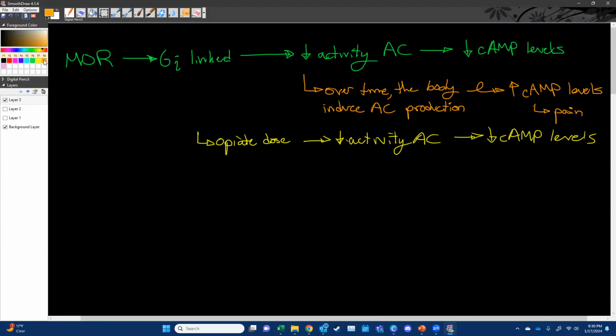And then over time, again, the body increases adenylate cyclase, and the cycle continues over and over again. This process of the original dose of the opiate not working because of induced adenylate cyclase production is tolerance.